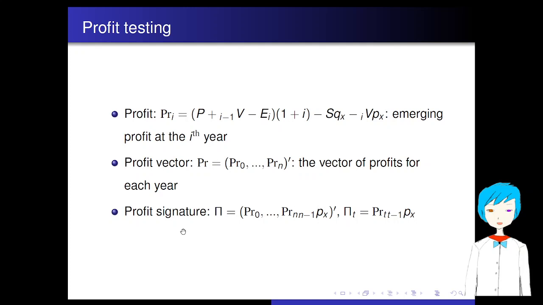We also have the profit signature. Pi_t is PR_t times t-1 p_x. So it is the probability that the insured life survives till time t, at the beginning of the t-th year, and the profit PR_t will be realized.